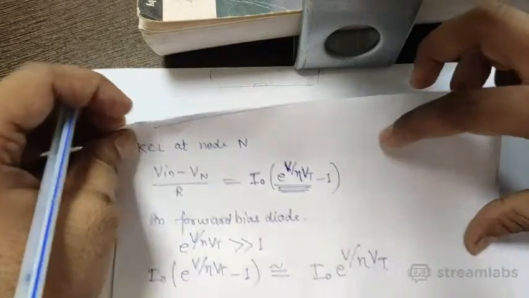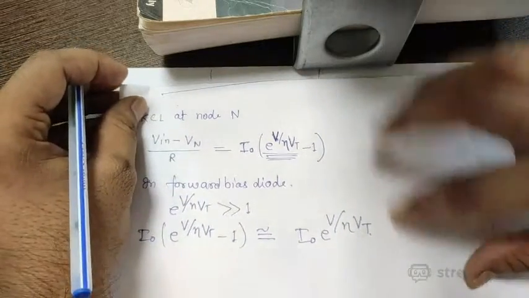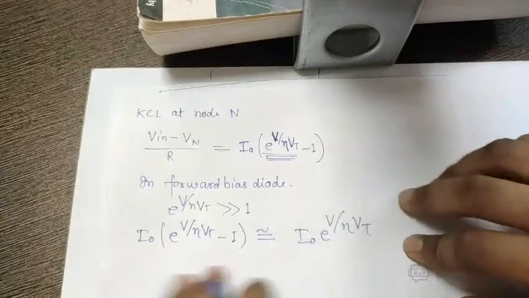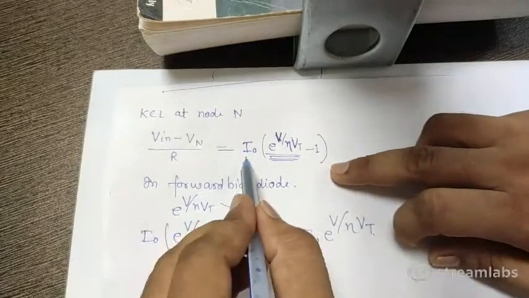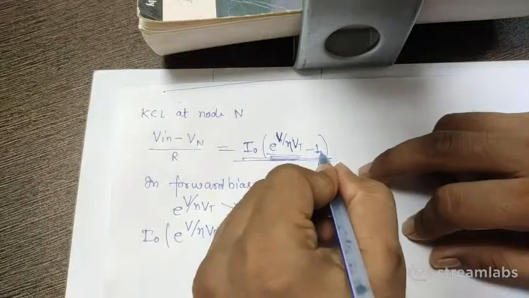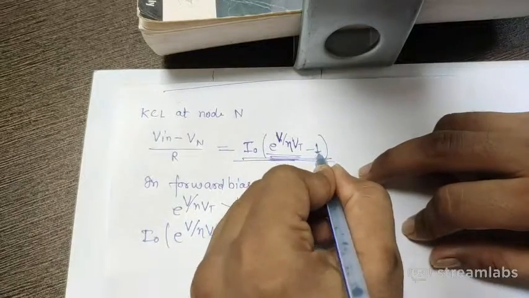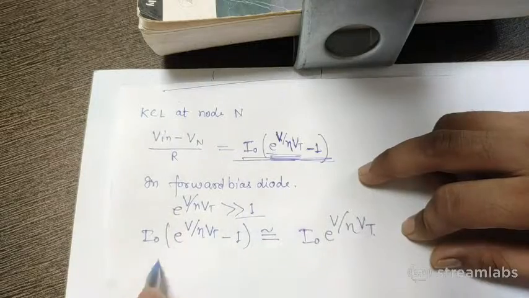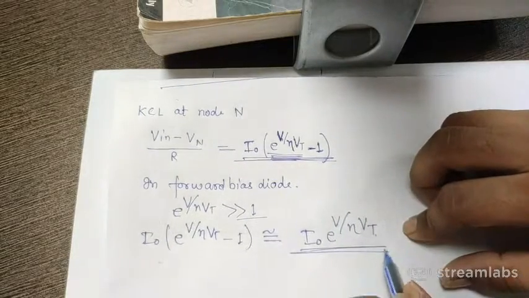Okay, good morning everyone, and let us concentrate on what is being discussed here. This is a very well known equation of the diode current, and in forward bias the minus 1 is negligible, in reverse bias it is important. So in forward bias I am neglecting the minus 1 and using this equation.